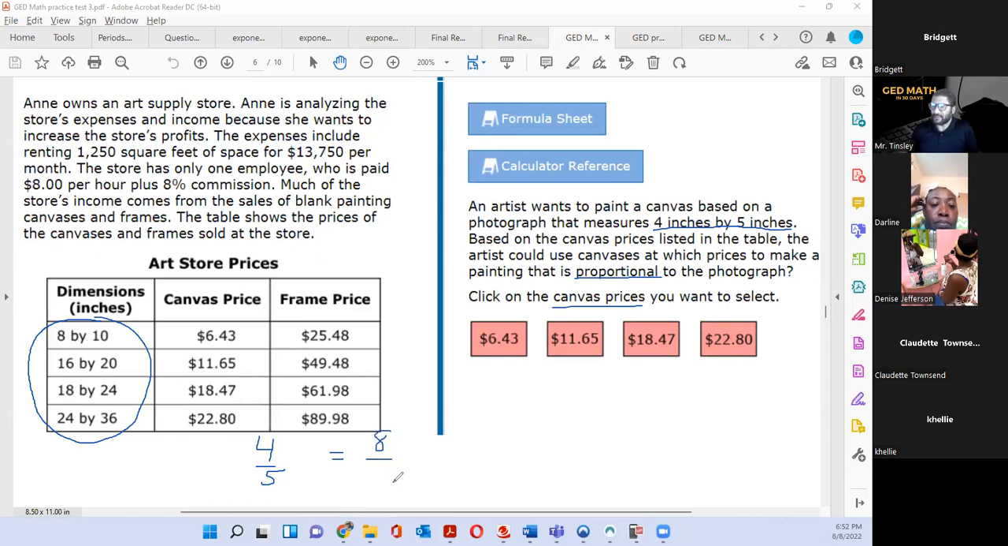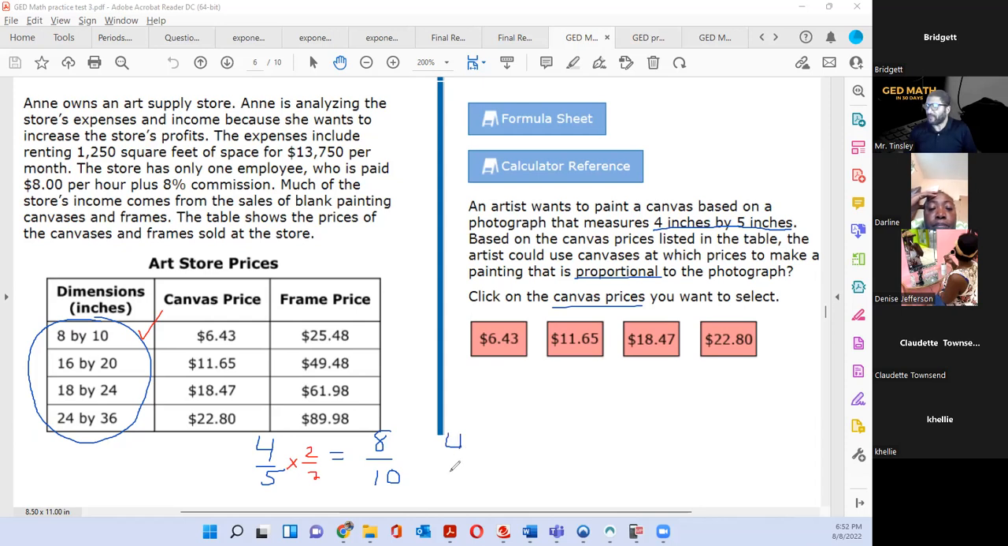8 by 10. So remember, if I can multiply the top and bottom by the same number, they are proportional. So what do I need to multiply 4 by to get 8? 2. Whatever I do to the top, I do to the bottom. Is 5 times 2, 10? Yes. So that's proportional. So I go to the next one.